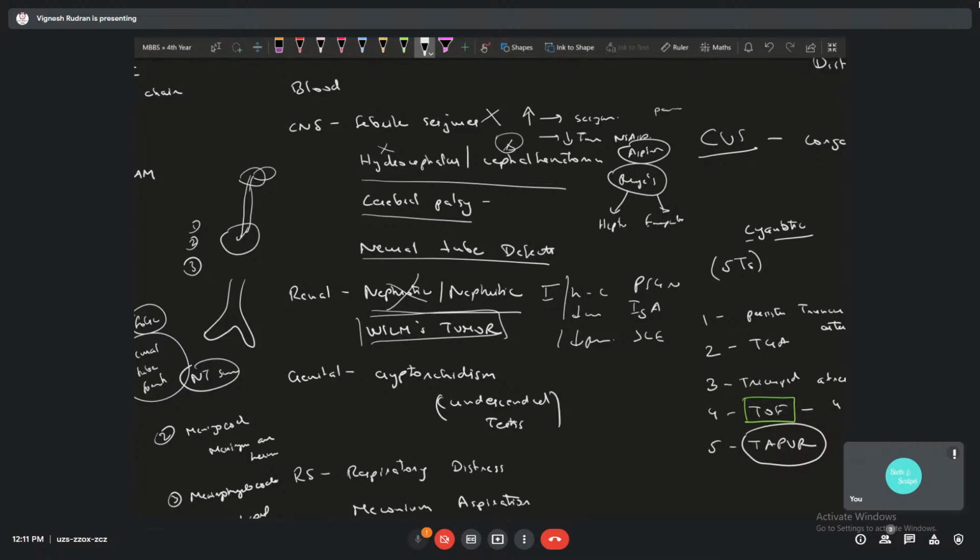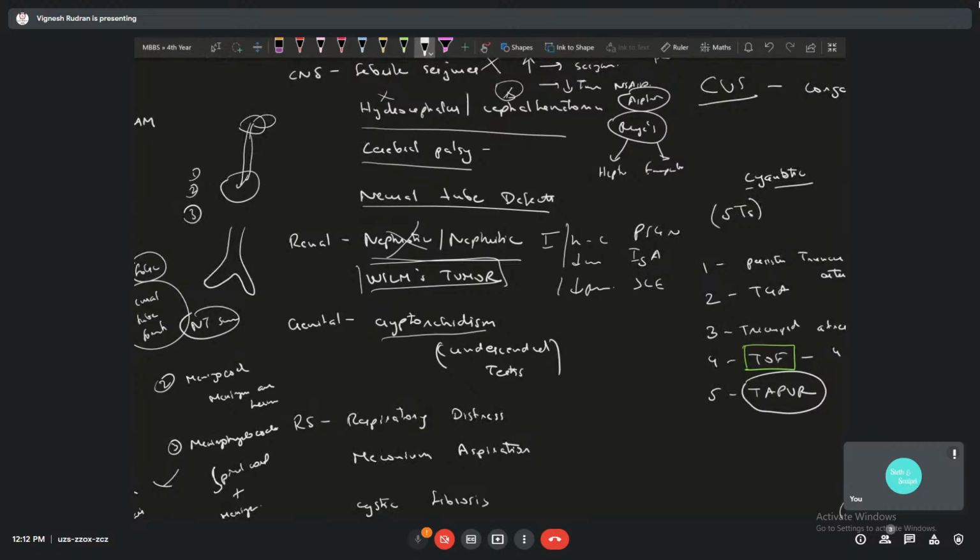Then your Wilms tumor is again a malignancy of the renal system. You have a mass in the flank, behind the lower flanks of your abdomen, and usually this doesn't cross the midline. Your neuroblastoma will cross the midline. I'll talk about this when we talk about malignancies.